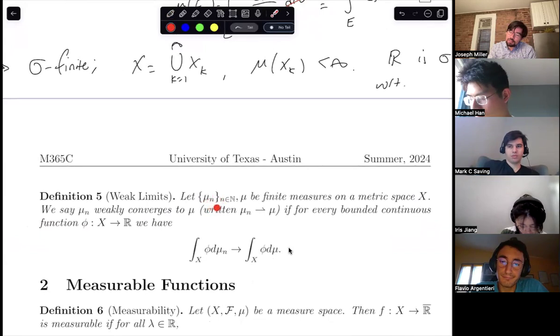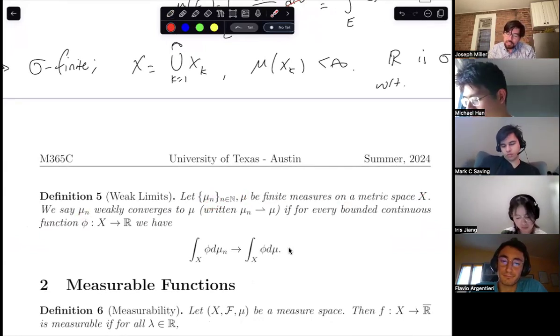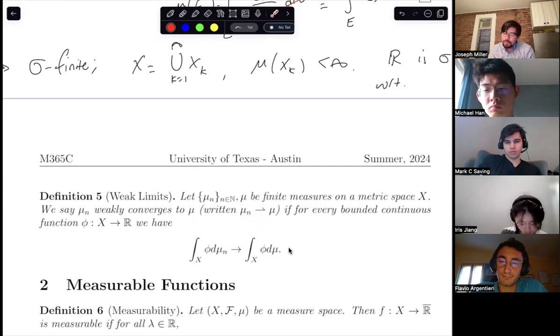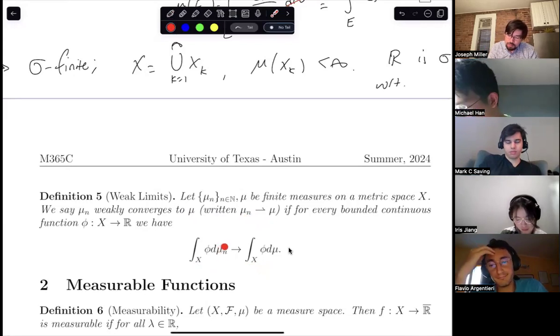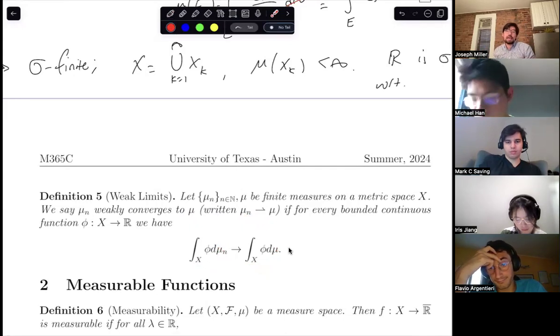If I have μ_n, a collection of measures, and a μ, which is a measure, and they're all finite on some metric space X, then I say that μ_n weakly converges to μ, and I write it with this hooked left arrow or right arrow, if for every bounded and continuous function φ, which I view as a kind of test function, when I integrate against φ, my measure, I take a limit towards the correct thing, right? So this μ_n converges to μ, right? And so this is just a really nice notion to have.